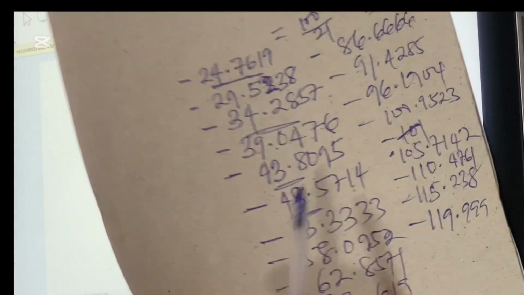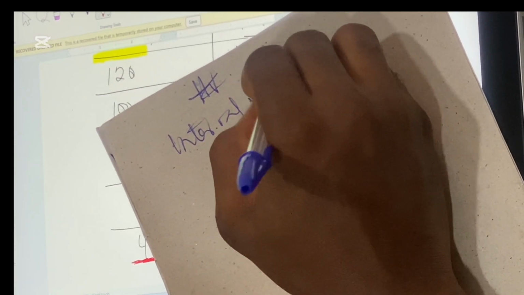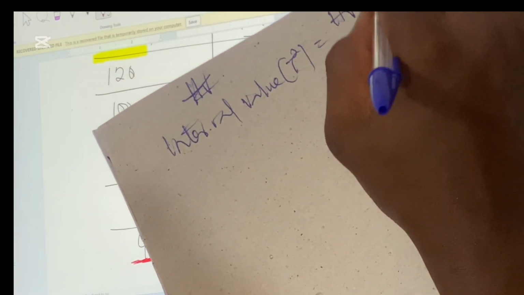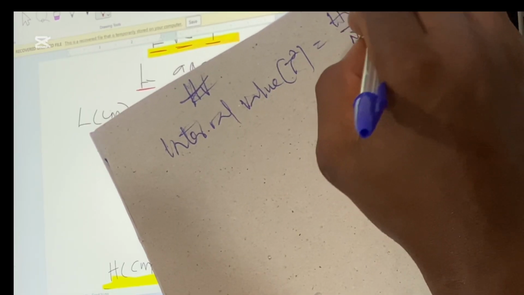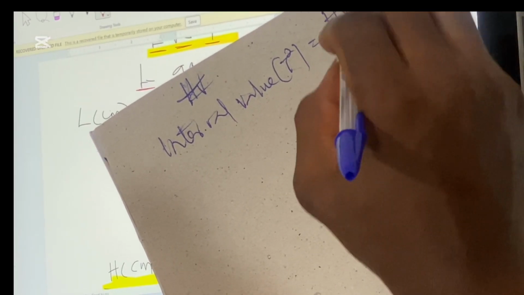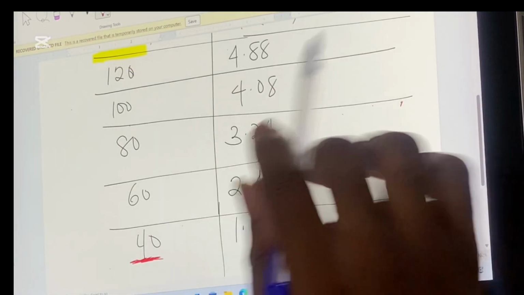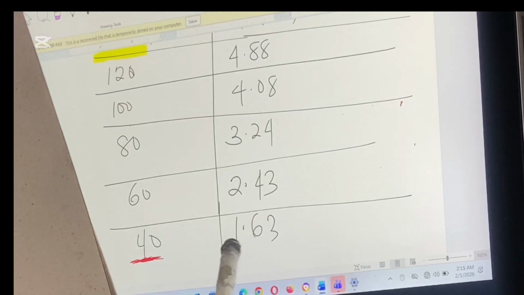So let's do that in t square axis. Interval value, this for t square axis. That is highest value minus lowest value, which is starting number, over number of lines. Please take note. So the highest value under this t square is 4.88. I have 4.88 minus lowest value, which is not this value here. Lowest value is not this value here.